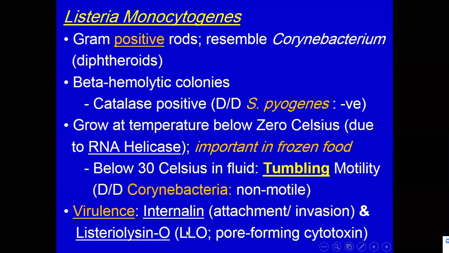Also, they have an enzyme called listeriolysin O. It is Listeria, so this enzyme is called listeriolysin. This listeriolysin O can cause pores in the infected cells, so it is a pore-forming cytotoxin. It makes holes in the infected cells. So remember, internalin and listeriolysin O, LLO.